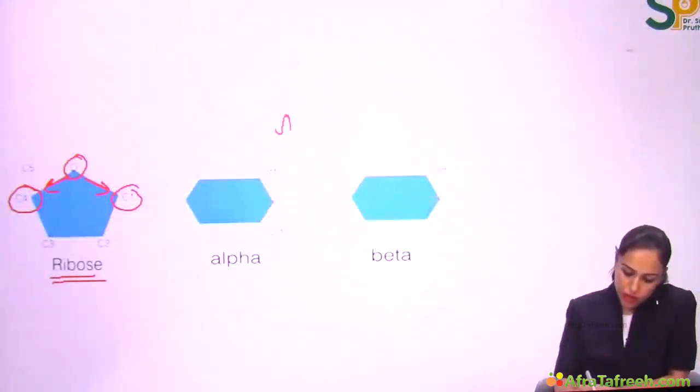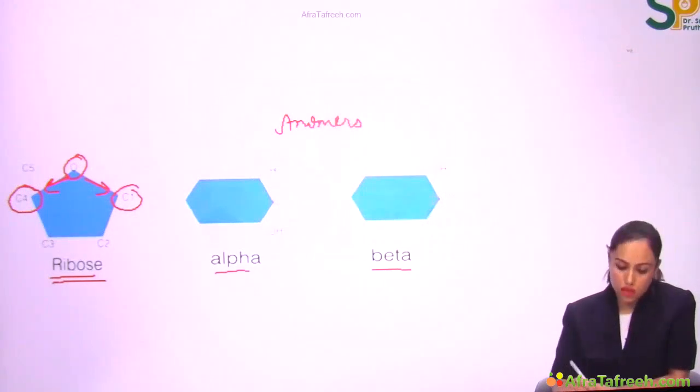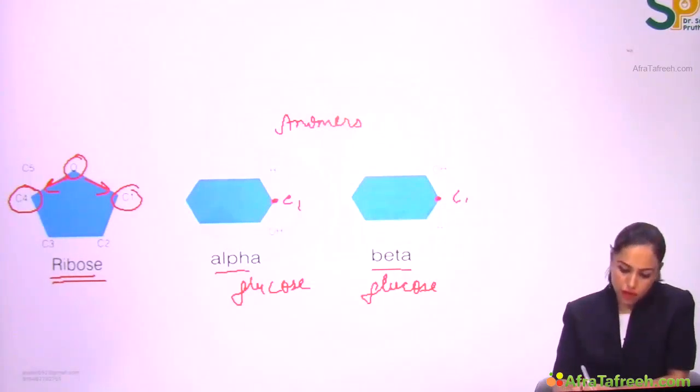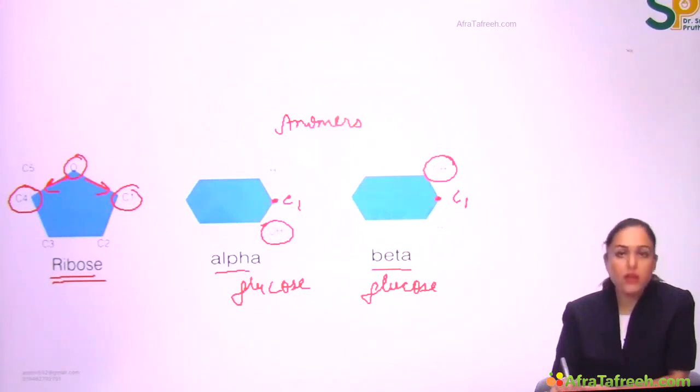Now, anomers are of two types, alpha and beta. Let's say this is alpha glucose and this is beta glucose. So this, say C1. In glucose, this position is C1. Now at C1, if OH is downwards, it is alpha. At C1, if OH is upwards, then it is beta, right?